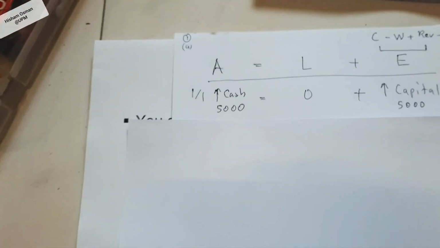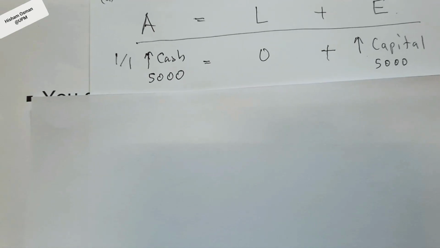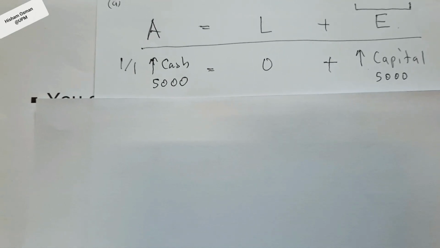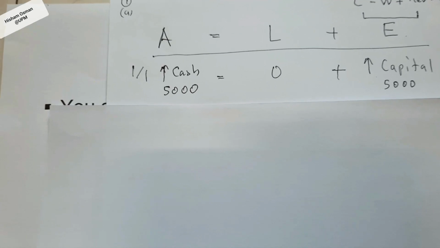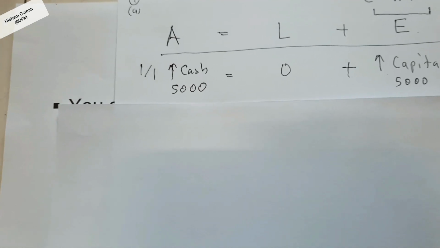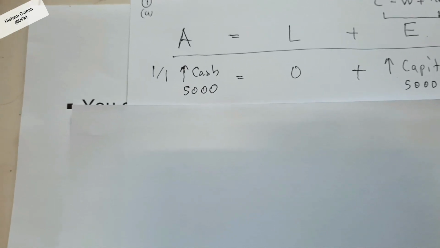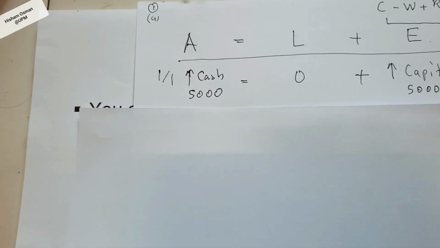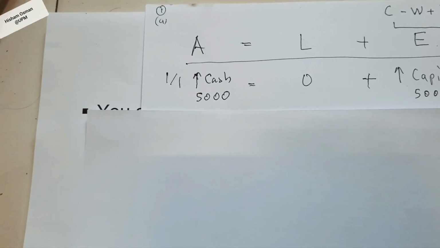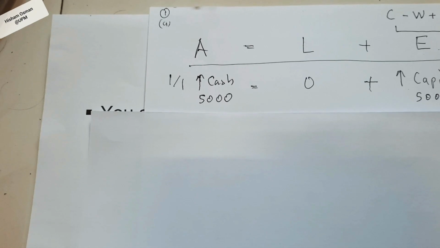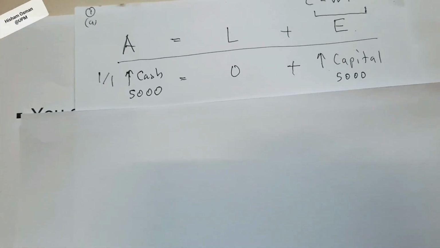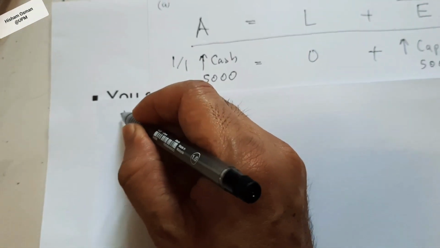Now I'll show you how to do it. The question asks you to prepare the general journal entry. You have seen the format of the general journal, and also the rule of debit and credit. Just to refresh your memory, debit means left, credit means right. When I say you have to debit an account, it means you have to record on the left side of the account. When I say you have to credit an account, it means you have to record on the right side of the account. Now you do the general journal.